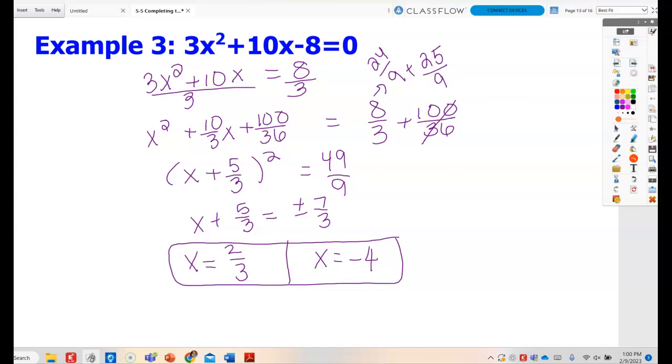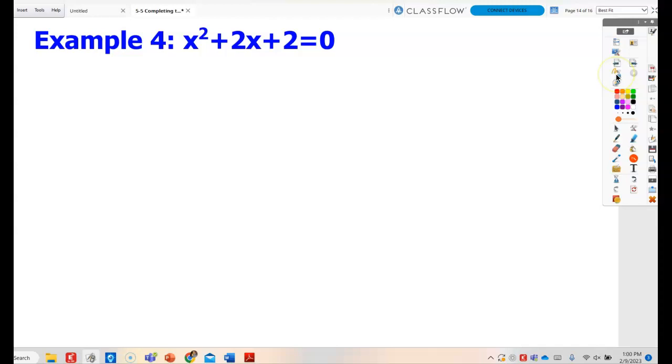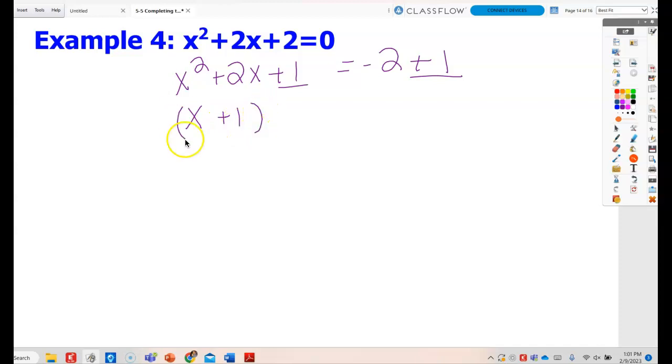So the next one, we have x squared plus 2x plus 2 equal to 0. This one is nice because the a value is 1. We're going to subtract the 2. Find my c. So 2 divided by 2 is 1. 1 squared is 1. You have x squared plus 2x plus 1. So that becomes x plus 1 squared equal to negative 1.